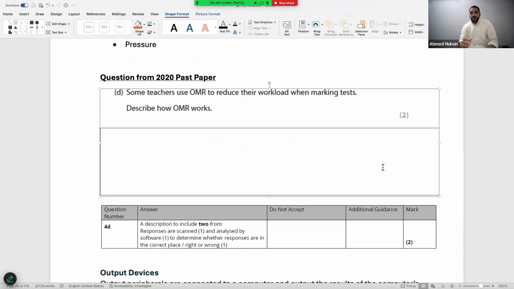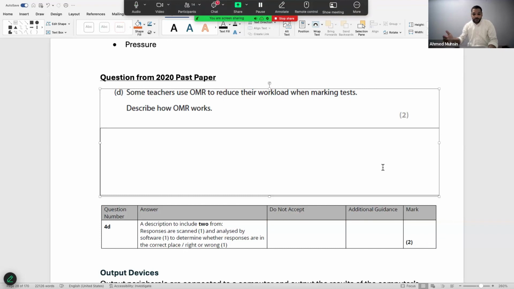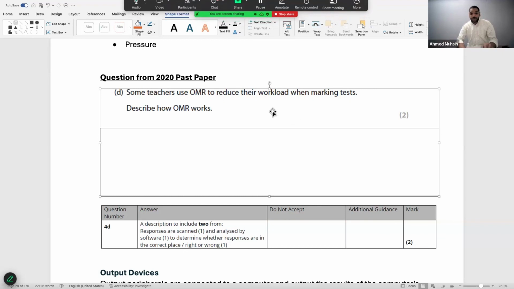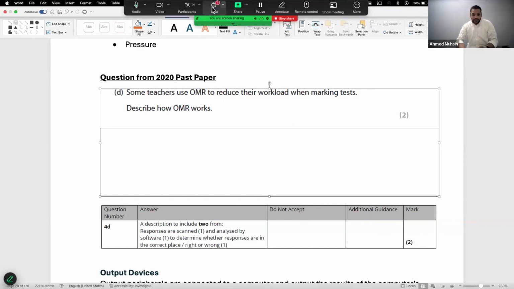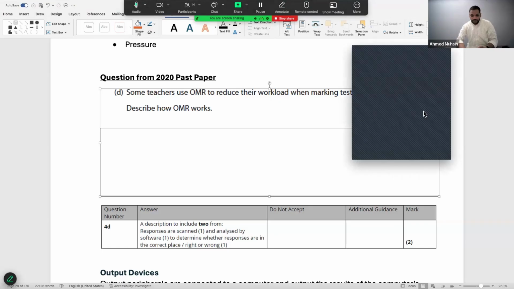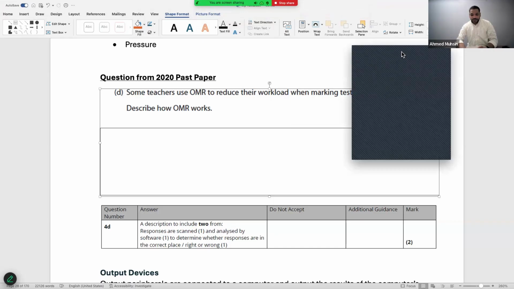Some teachers use OMR. OMR stands for optical mark recognition. It detects the black dots, isn't it? So we are talking about reducing their workload when marking exam papers, okay? So everybody over here, describe how OMR works. What can I say over here?